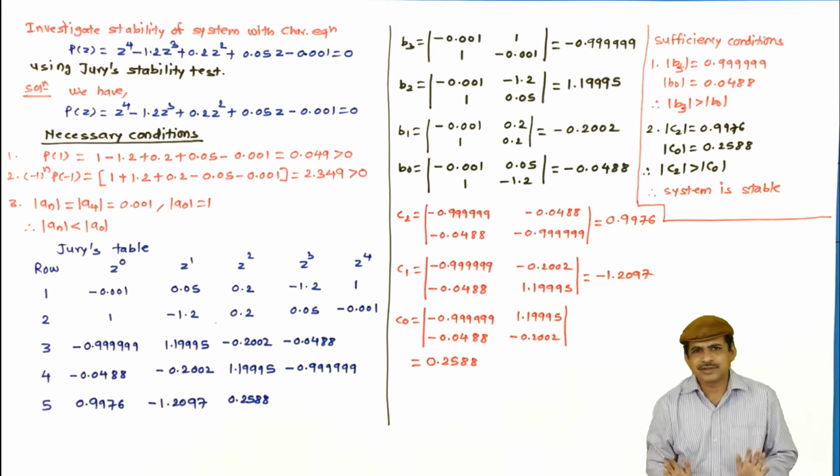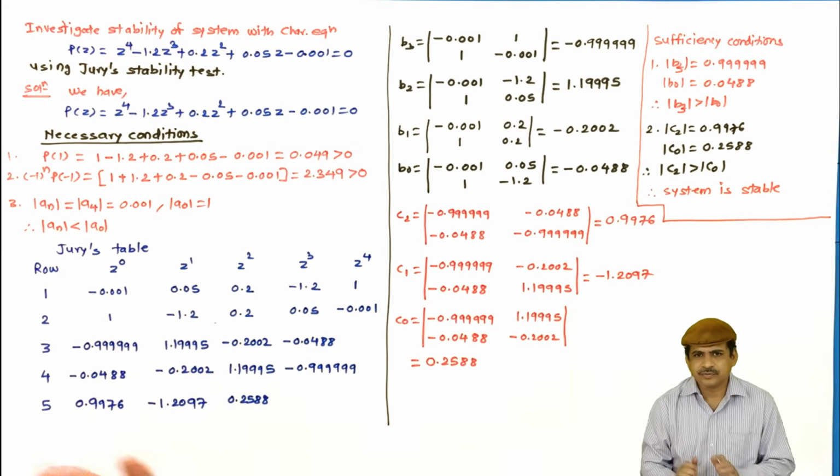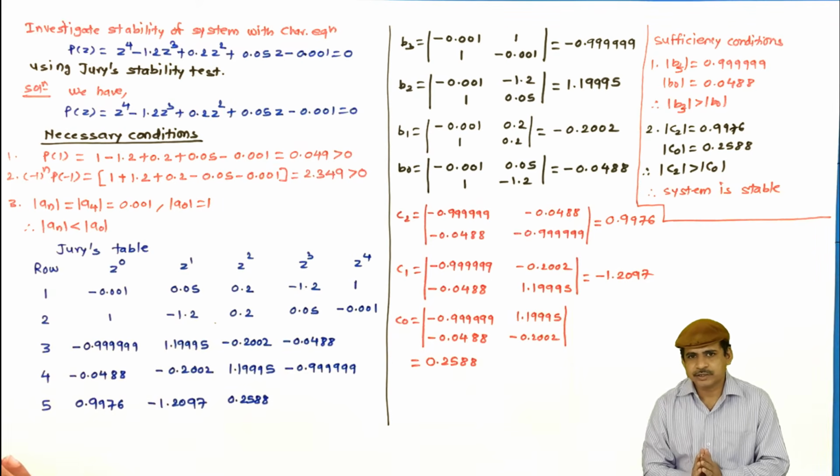So we have solved a couple of examples and it is enough. So we have covered the Jury stability test in detail. In the next lecture, we will go for another method, that is combination of bilinear transformation and root stability test to investigate the stability of digital control systems. Let us meet again. Thank you.